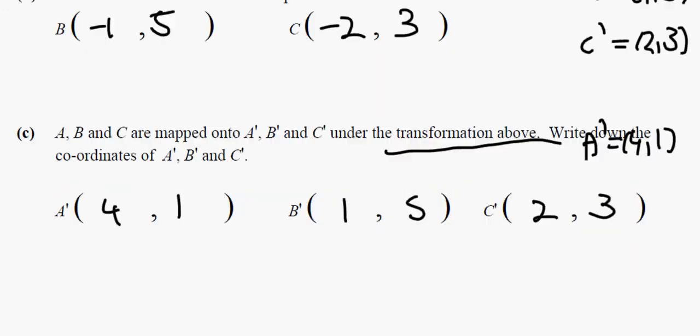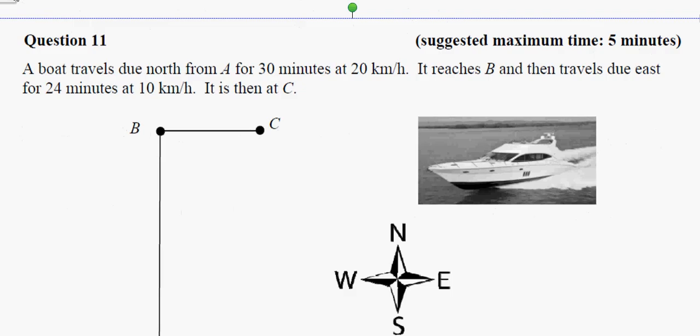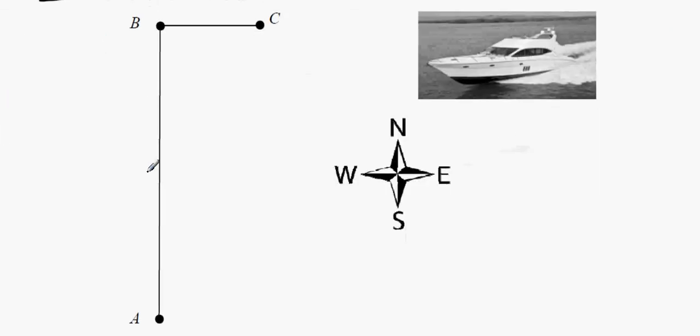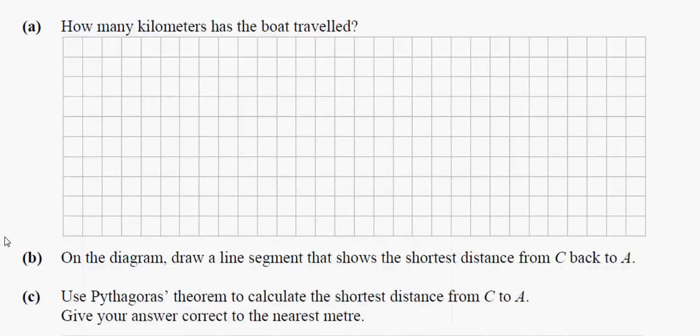Now what we do now is have a look at the next question. A boat travels due north from A for 30 minutes at 20 kilometers an hour. It reaches B and then travels due east for 24 minutes at 10 kilometers an hour. It's then at C. So it travels up and then across. How many kilometers has the boat traveled?